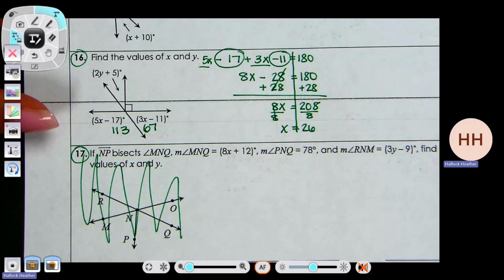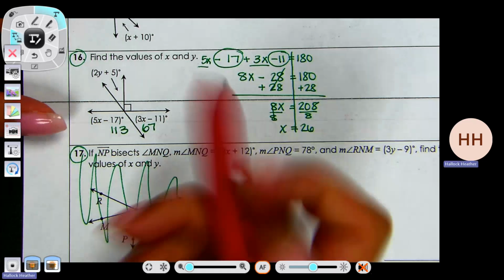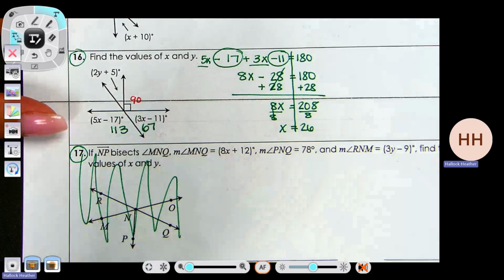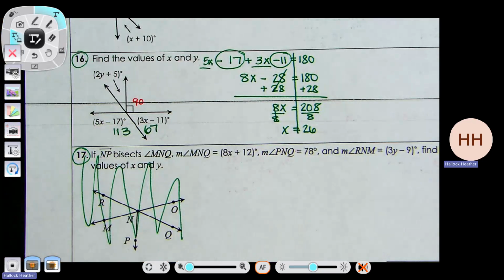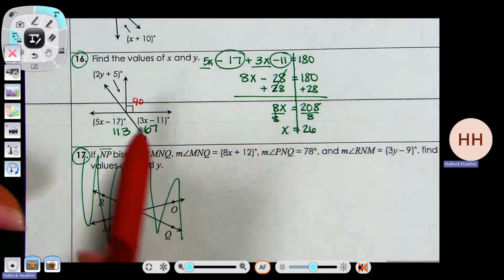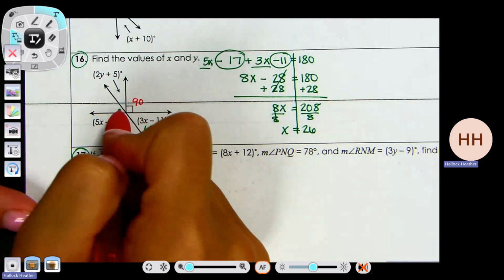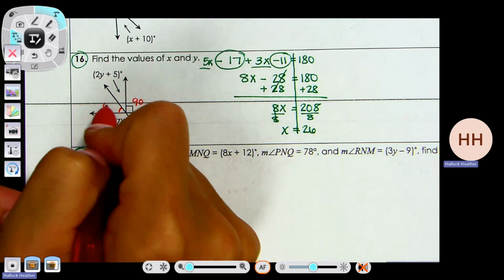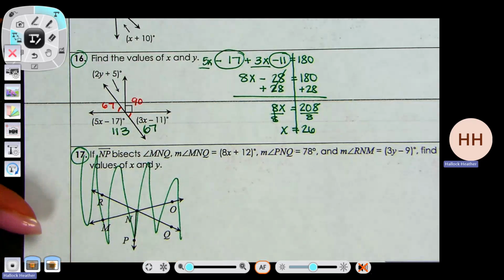It's all like a puzzle. What does the square mean? 90, right angle. Good. There's a million ways to do it. And this is 67. So 67's here. So 67 can go here because vertical angles are congruent. Yes, that's correct.